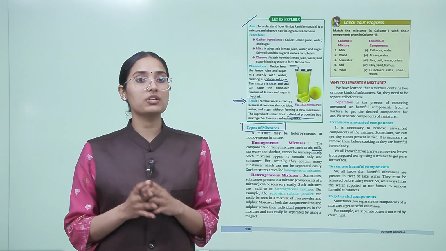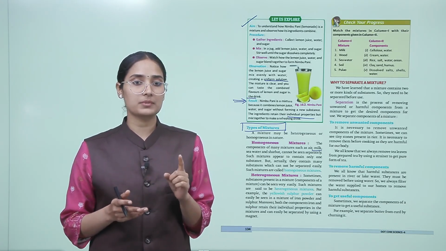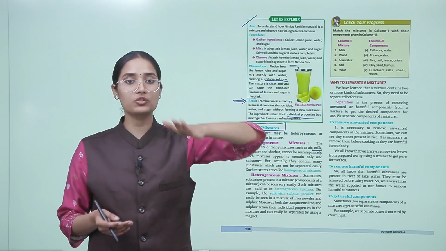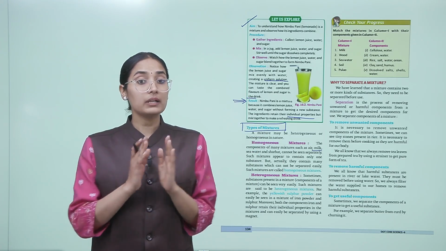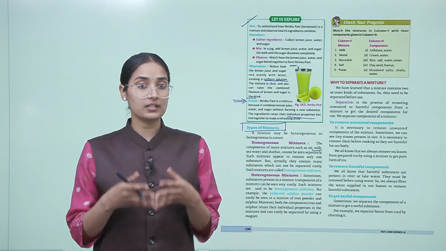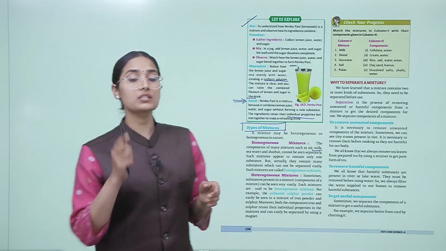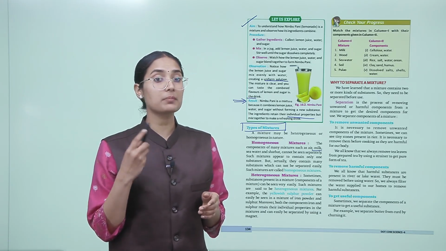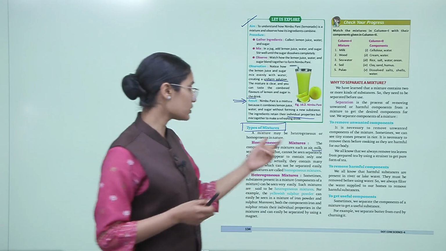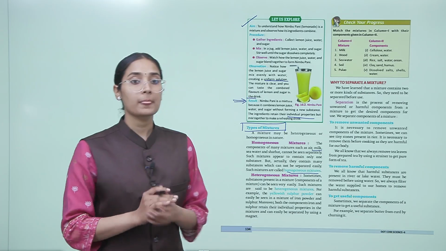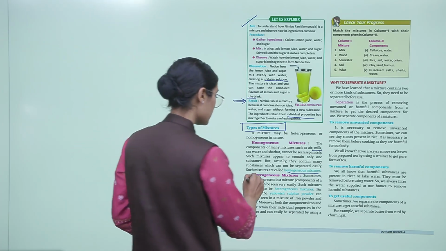And so such mixtures appear to contain only one substance, right? When we add water to milk, the whole solution appears like milk. But actually they contain many substances which cannot be separated easily, right? So once water is added to the milk, it cannot be separated easily. So such mixtures are called homogeneous mixtures, right? Now what are heterogeneous mixtures?